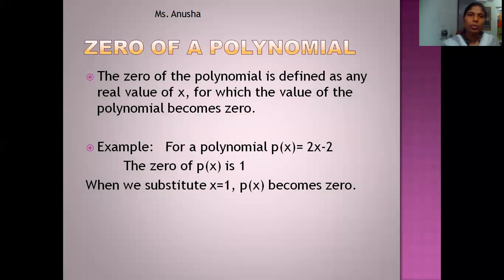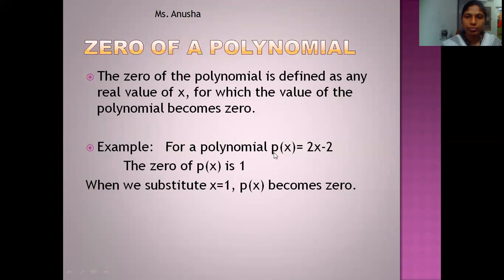Next, we are going to see what is meant by zero of a polynomial. When you take a polynomial, the value which satisfies the polynomial is said to be the zero. Whatever value you put in this polynomial, it must satisfy. That value is said to be a zero of a polynomial. The zero of a polynomial is defined as, for any real value x for which the value of the polynomial becomes zero, that is, the value satisfies that particular polynomial. That is what is meant by zero of a polynomial.